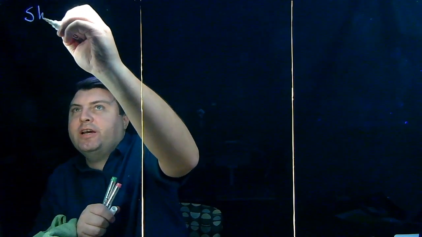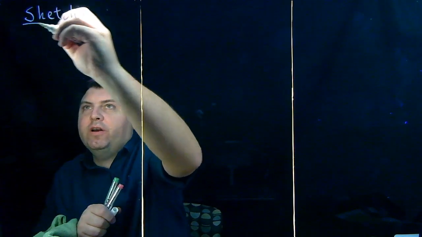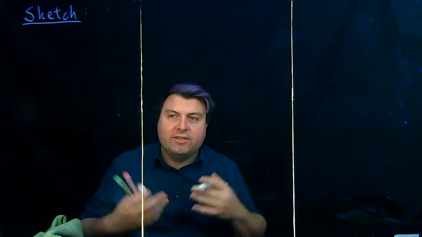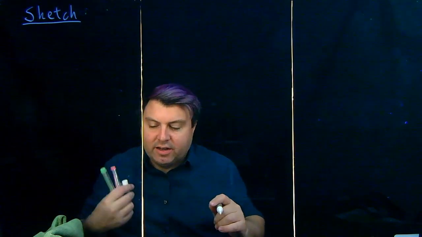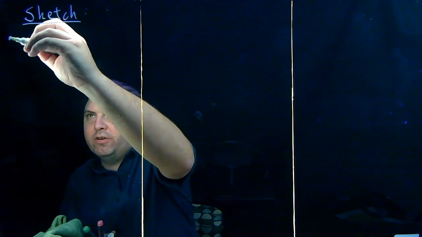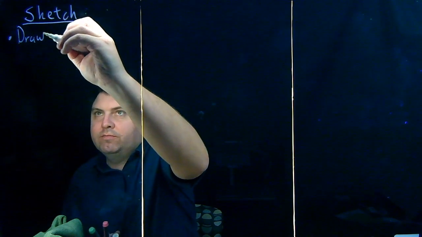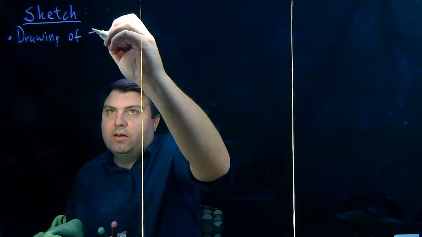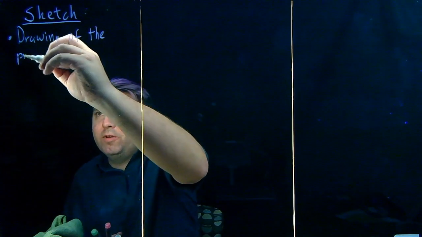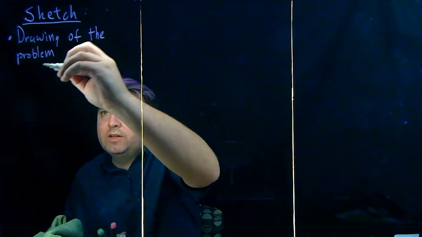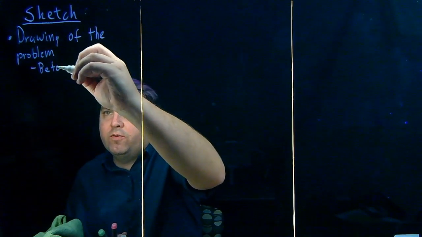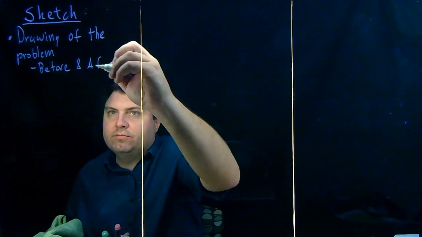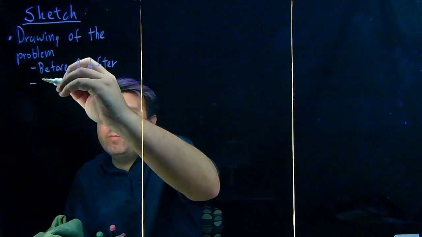Whenever an expert comes across a problem, they're going to start by sketching as much as they can. We can call this a bunch of different ways: visualizing, diagramming, and things like that. So what we want to do is try to draw a drawing of the problem. And we could maybe have a before and after, or maybe we could have multiple views.